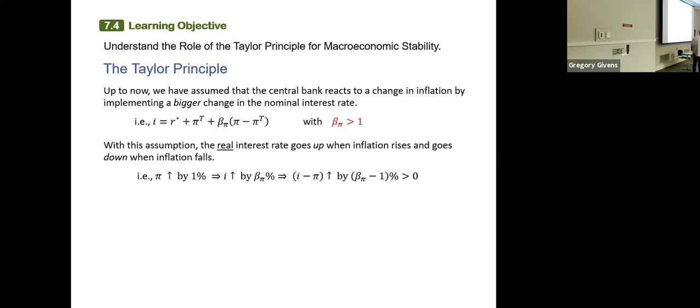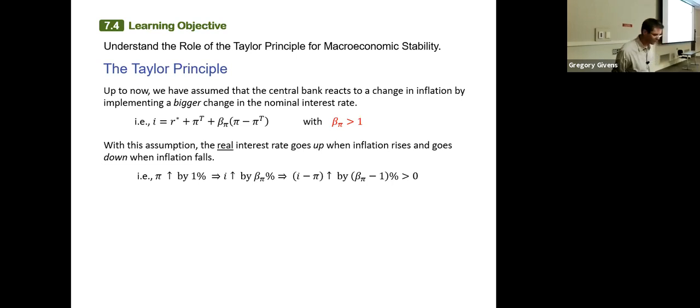Beta pi minus 1%. If beta pi, Margot, is bigger than 1, we know that the real interest rate will go up if the Fed raises the nominal interest rate. If beta pi is less than 1, then the real interest rate is going to go down anytime the nominal rate rises as a result of rising inflation. Okay, that's what we've assumed thus far, is that beta pi is bigger than 1.